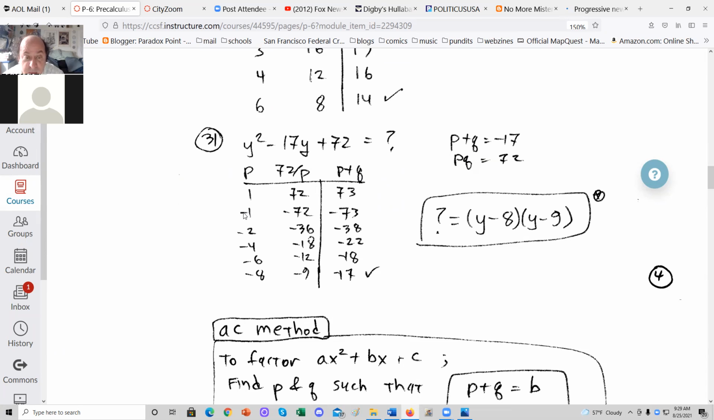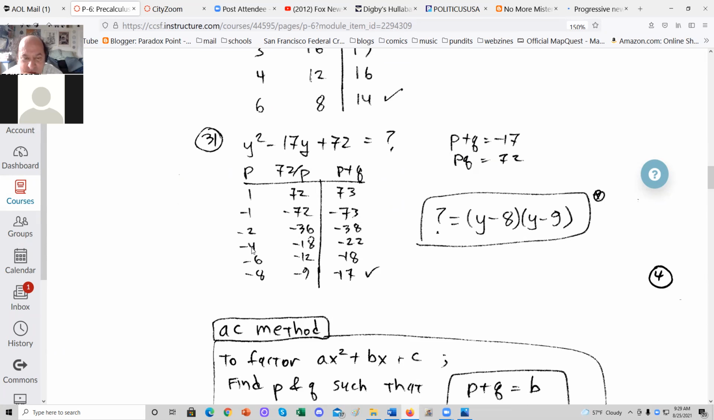However, we can fix that by flipping P to negative 1, then Q flips to negative 72. The sum is negative 73, which still is wrong, but at least it's the right sign. Let's try negative 2. 72 over negative 2 is negative 36. Their sum is negative 38. Still no good. 3 doesn't work. It doesn't go, or does it? Oh dear. Maybe I should have checked 3. Well, whatever, it didn't work.